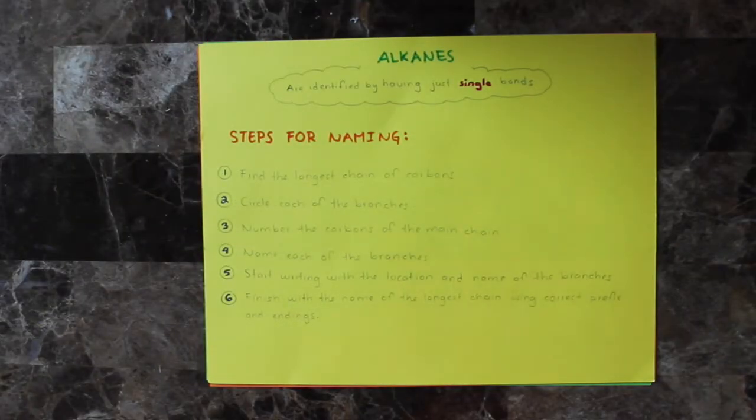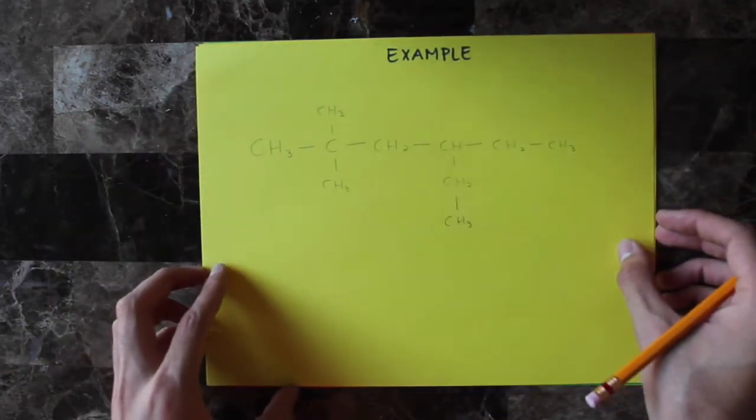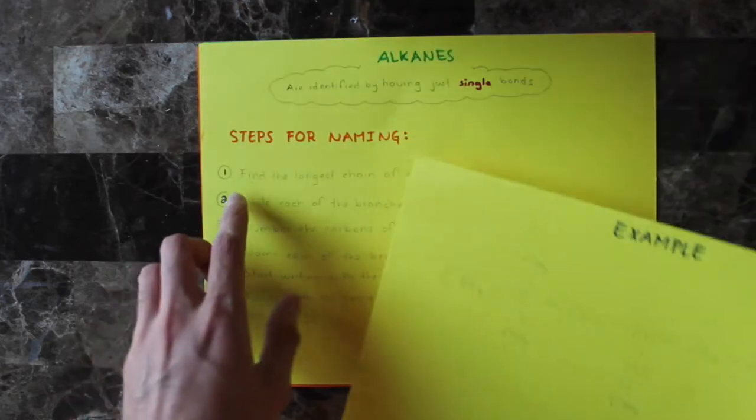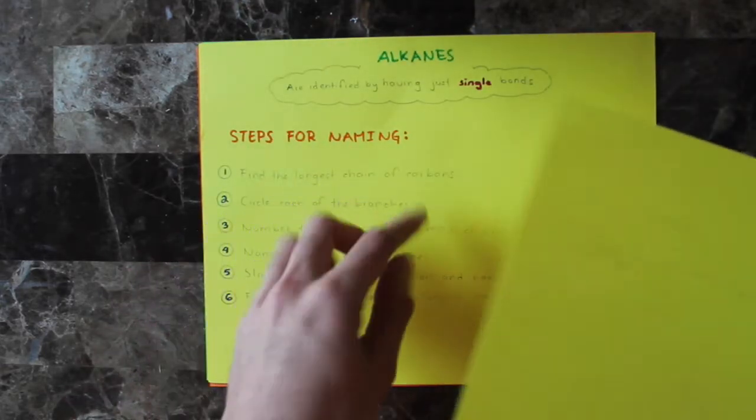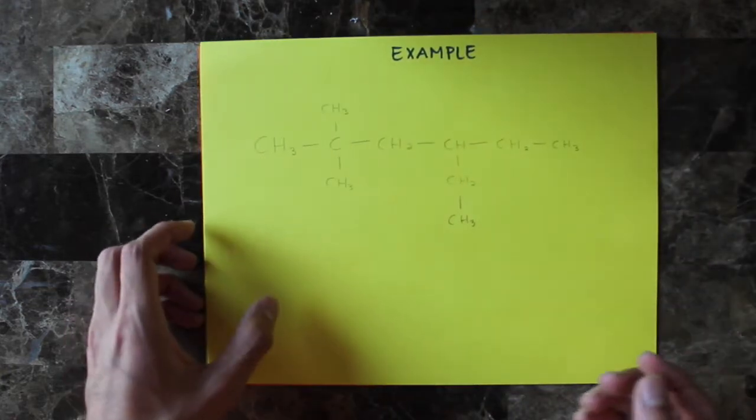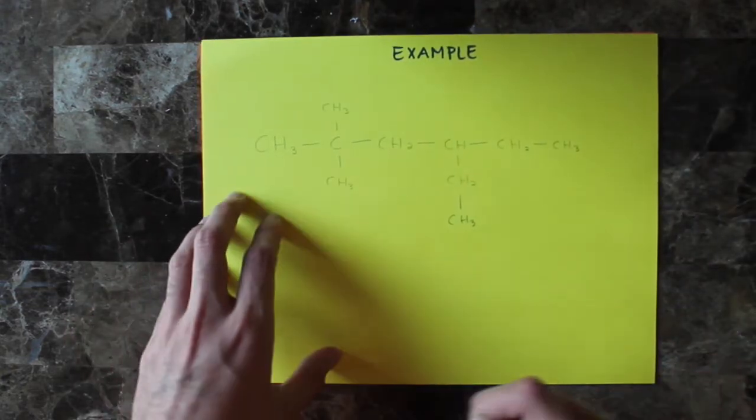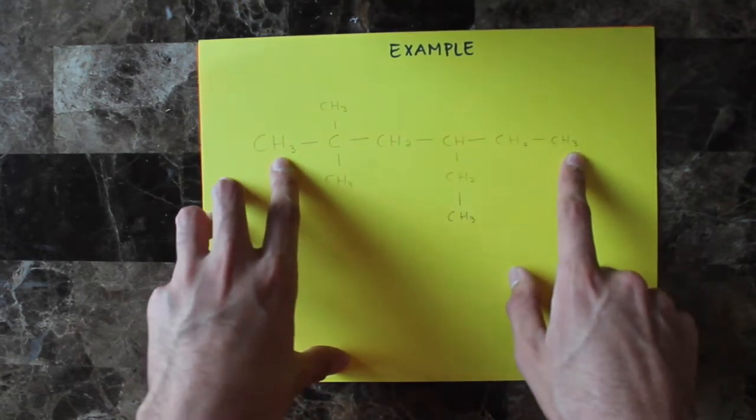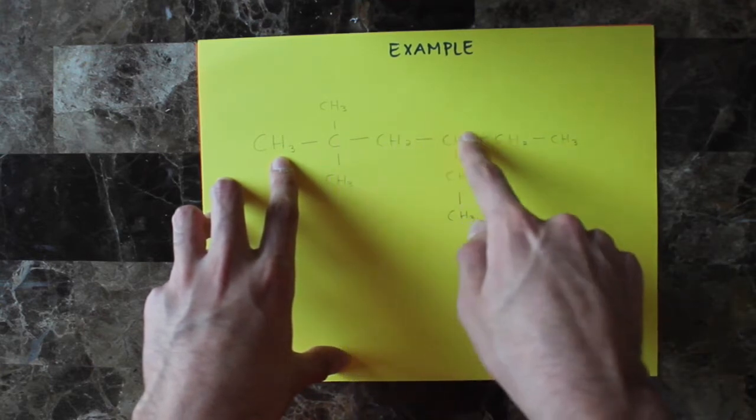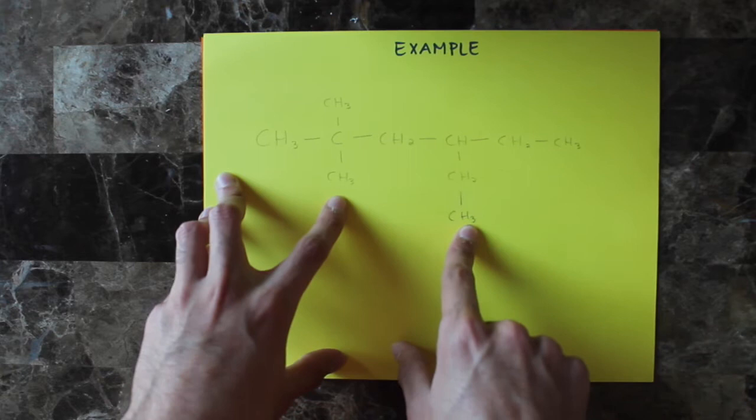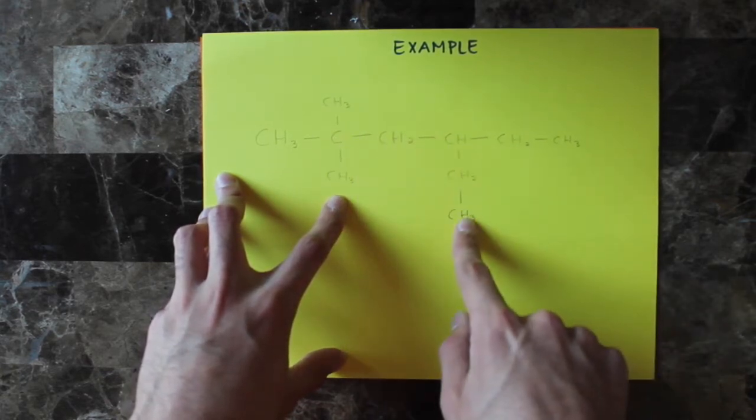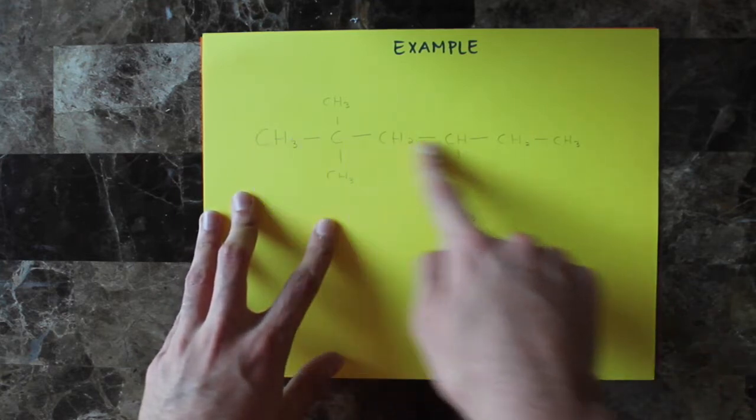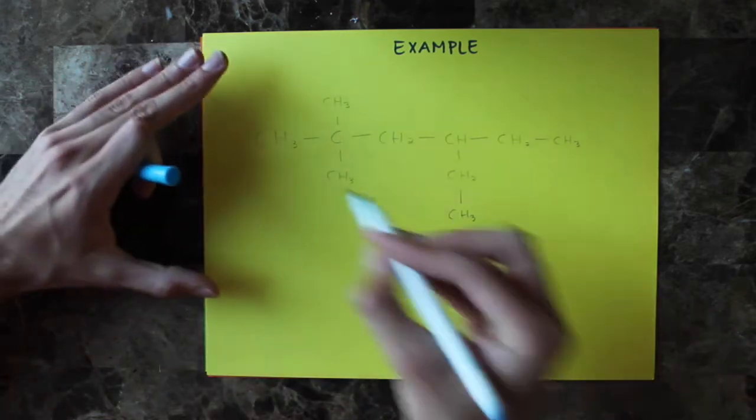Okay, now let's practice with an example. I have this example here, and now we'll start to name it. We'll start with the first step: find the longest chain of carbons. We must count the longest chain, so here we see 1, 2, 3, 4, 5, and 6. There are 6 carbons. But if we do 1, 2, 3, 4, 5, and 6, there are the same 6 carbons, and 1, 2, 3, 4, 5, and 6. They are also 6 carbons. So as it is the easiest one, we will choose this one, and we circle it.